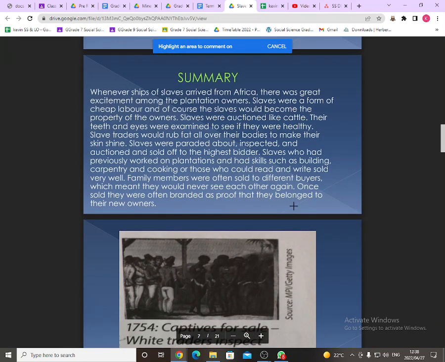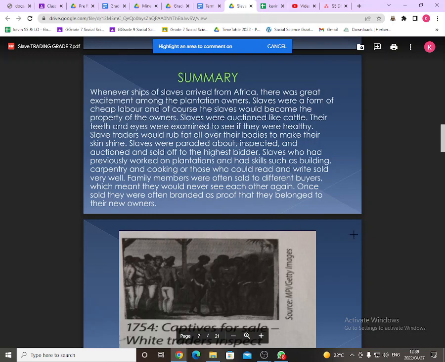Whenever the ships of slaves arrived from Africa, there was great excitement among the plantation owners. Slaves were a form of cheap labor, and of course, the slaves would become the property of the owners. Slaves were auctioned like cattle. Their teeth and eyes were examined to see if they were healthy. Traders would rub fat all over their bodies to make their skin shine, and then the slaves were paraded about, inspected, auctioned, and sold off to the highest bidder.